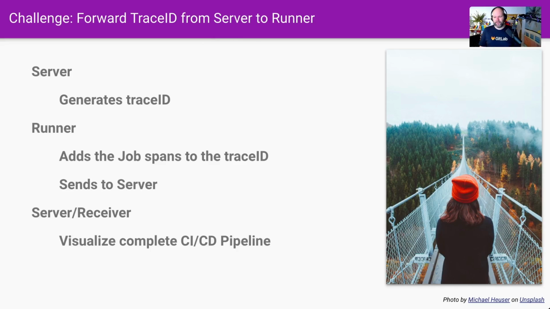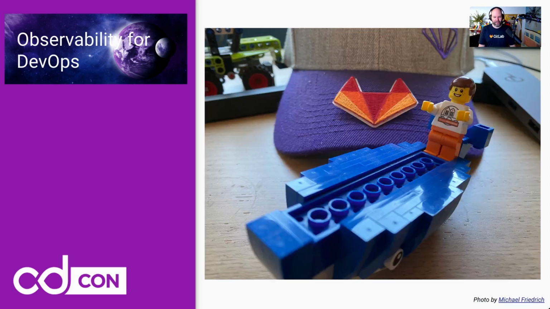Now, one of the challenges is that the server generates a trace ID, and the runner spans which are being added to that define it as a parent trace ID, and this is getting sent back to the server at a certain point and completes everything. So you can visualize the complete CI/CD pipeline with the runner and the server in one global trace, and this should be the ultimate goal. This is not implemented yet, but from the research it showed to be useful.